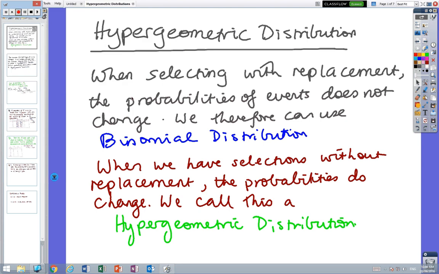Okay, so we're looking at another type of distribution, and this is called hypergeometric. What it has to do with is sampling without replacement. So when we were selecting with replacement, we were getting events, and we described them as binomial. But when we don't have replacement, we call them hypergeometric. So just copy that down, and when you're ready, come across.